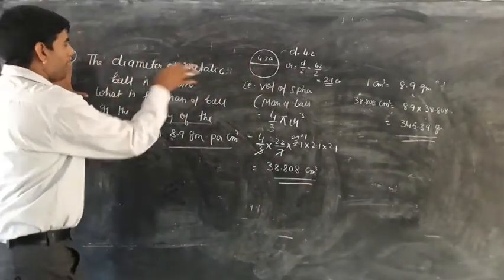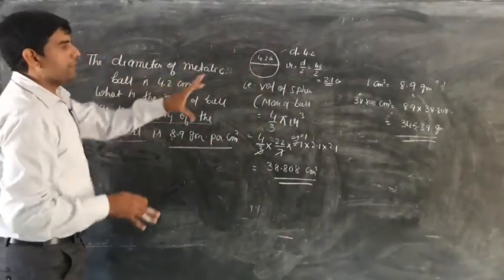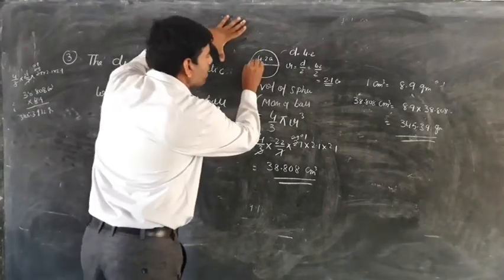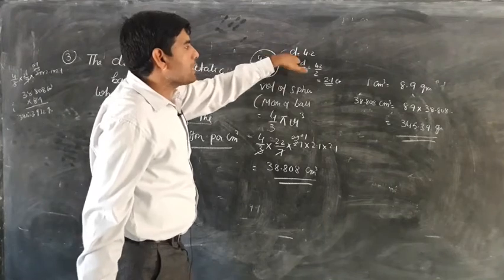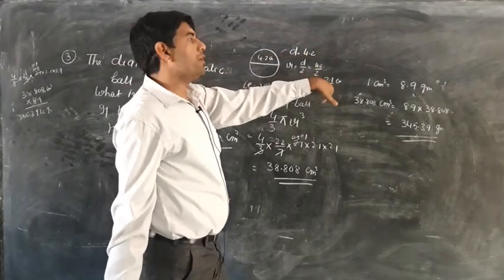So first we check the question. The diameter of the mechanical ball is 4.2 cm. The diameter will be 4.2 cm. Radius is half of the diameter, that is 4.2 upon 2, which is equal to 2.1 cm.